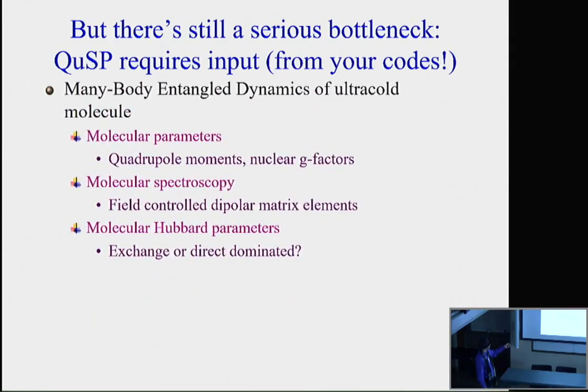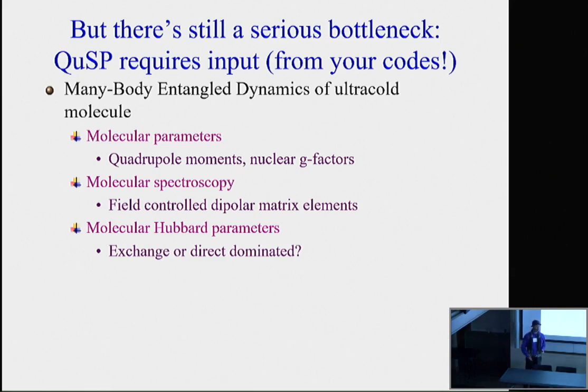So for example, if I want to study the many-body entangled dynamics of ultracold molecules, I need to know the molecular parameters. And right now I'm outsourcing that to a group in the world that has an expert who does this as his full-time thing, basically. Okay, it's really actually 3 people doing that. And then molecular spectroscopy, I tried to do this within my own group, and each of those projects is an entire year of work because I don't properly know how to use your codes.